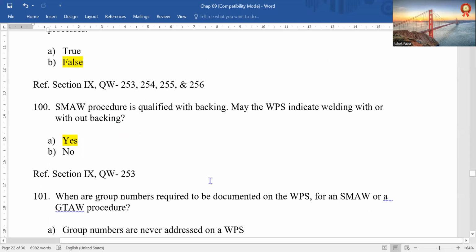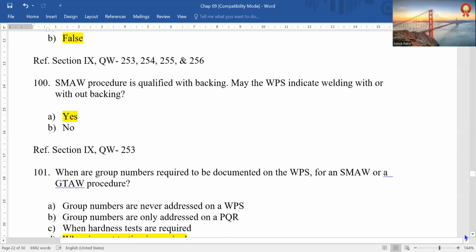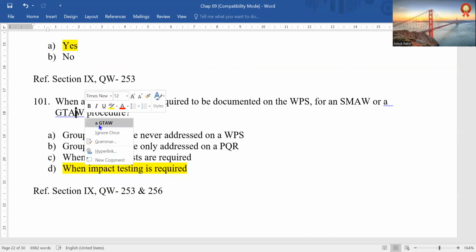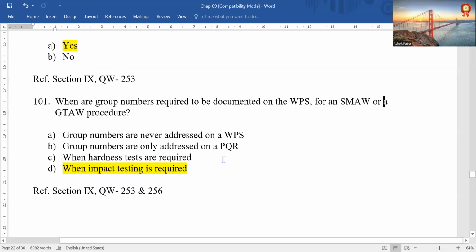When is a group number required to be documented in the WPS for an SMAW or a GTAW procedure? When impact testing is required.